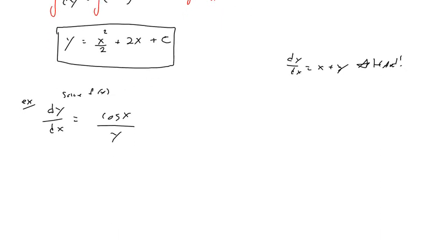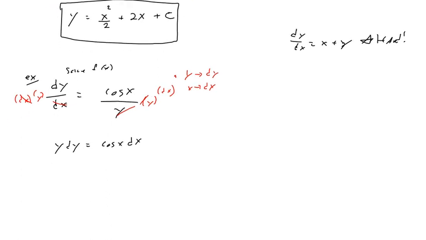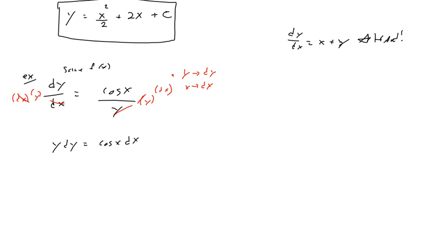Yeah, multiply, right? We got to separate the x's and y's. Put the y with the dy and the x with the dx. So I'm going to multiply both sides by y, put the y over here with the dy, and then multiply both sides by dx, put the dx over there. So I swap their positions, right? I move the y with the dy, move the x with the dx. So what am I going to get? y dy equals cosine x dx. Move the y with the y, move the x with the x.